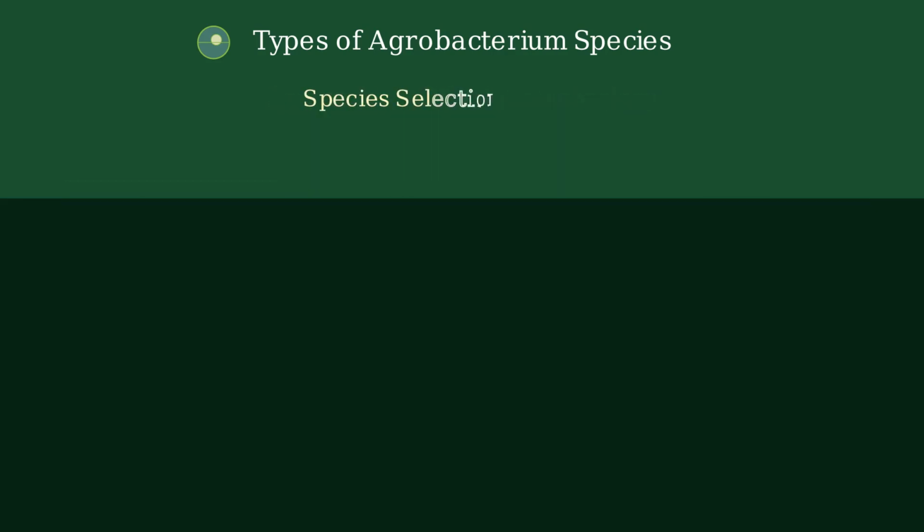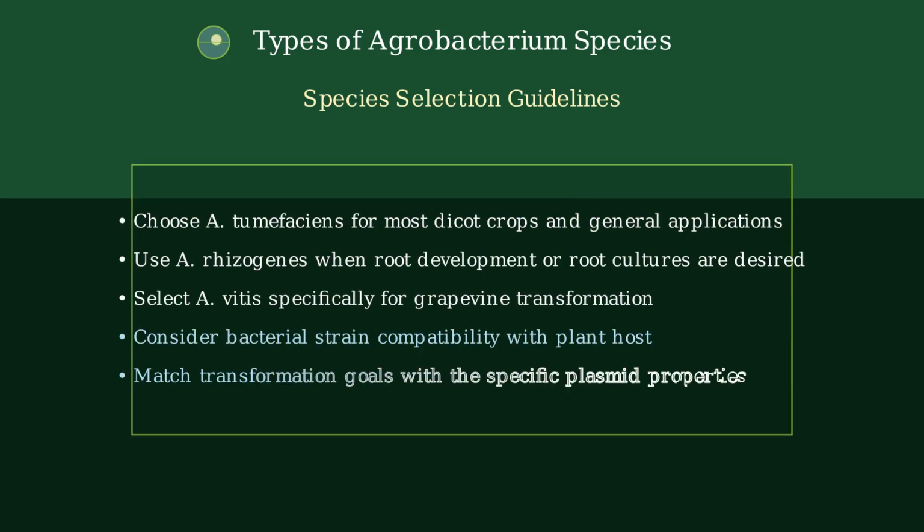When choosing an agrobacterium species for plant transformation, consider these guidelines. Choose Agrobacterium tumefaciens for most dicot crops and general applications. Use Agrobacterium rhizogenes when root development or root cultures are desired. Select Agrobacterium vitis specifically for grapevine transformation.